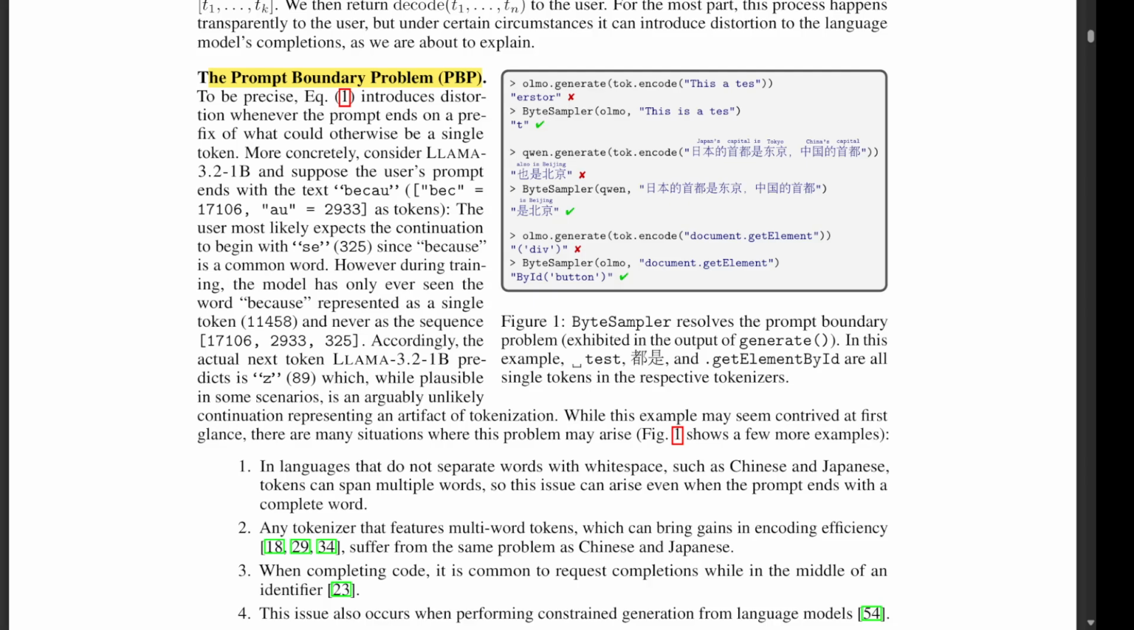Absolutely. So there you have it, byte sampler. An incredibly clever and efficient solution tackling that fundamental prompt boundary problem. By enabling models to operate seamlessly and precisely at the byte level, it fixes those frustrating generation quirks, sure. But maybe more importantly, it opens up this world of new possibilities for combining and leveraging the power of different AI models in ways we just couldn't before, all without changing their core intelligence.